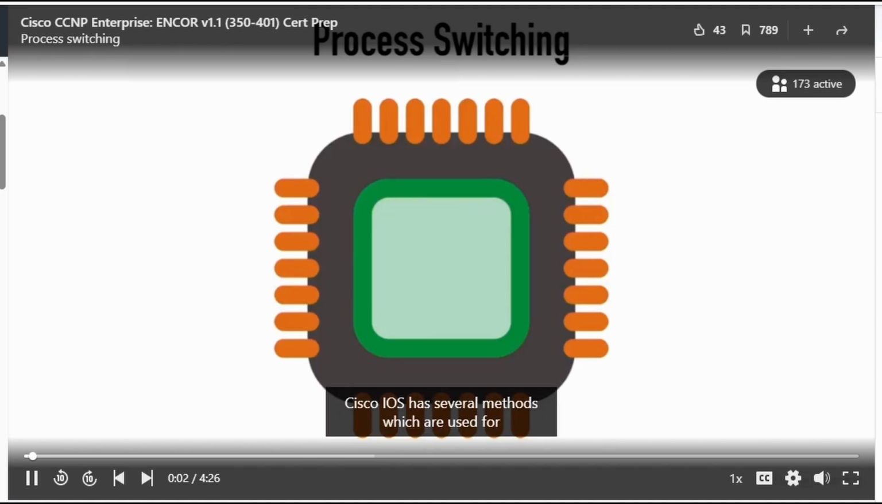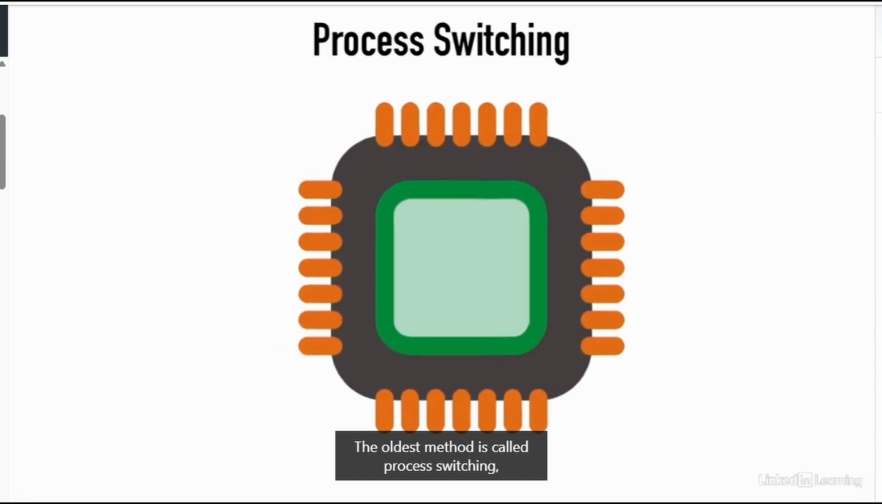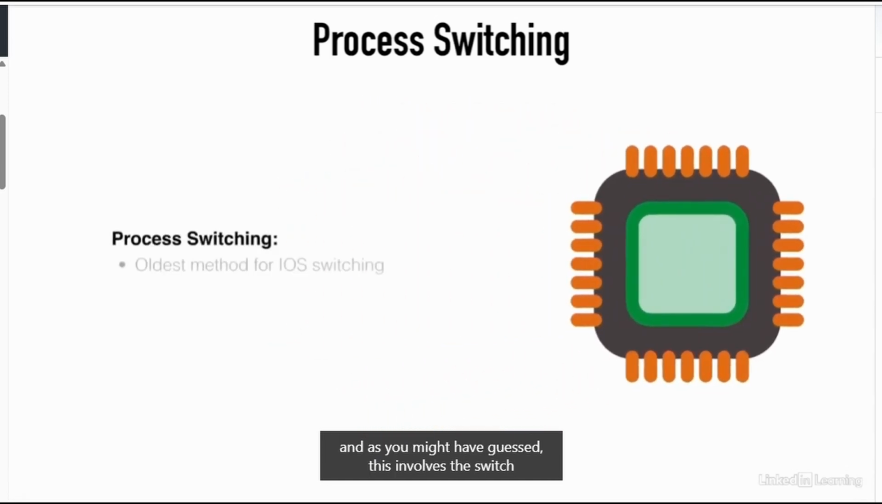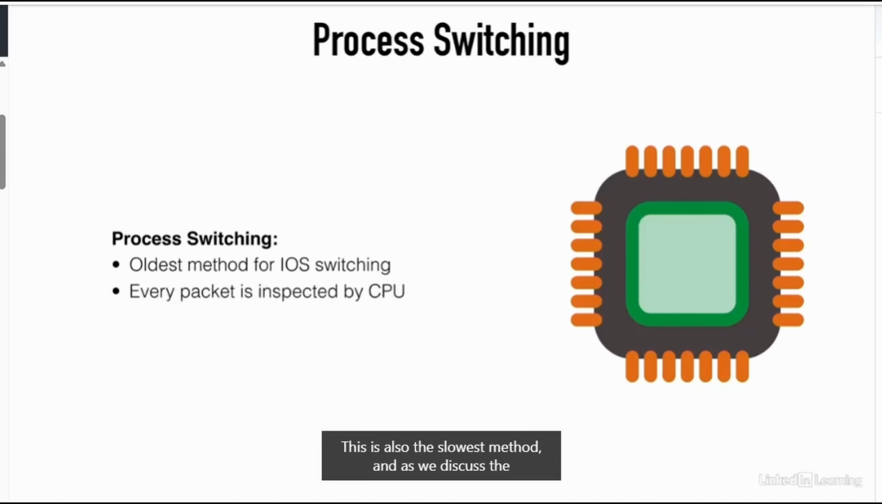Cisco IOS has several methods which are used for packet switching. The oldest method is called process switching, and as you might have guessed, this involves the switch processor, which is used to inspect every packet. This is also the slowest method, and as we discuss the details a bit more, you'll see why that is.